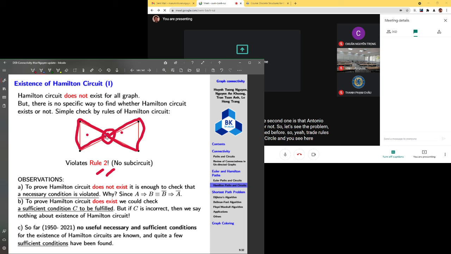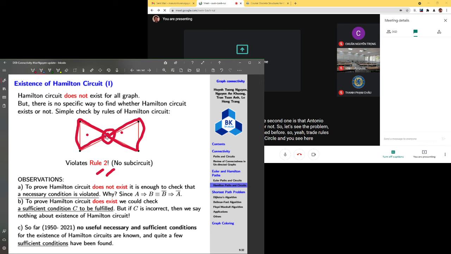Therefore, we move to the second half of Hamilton circuit, namely, the way to prove a Hamilton circuit does not exist. There are many theorems here. Actually, we list only two, the two most famous. Okay, but let me remind you again about the concept here. To prove it does not exist, similar to the graph invariant, you need to check for some certain necessary condition to be violated.